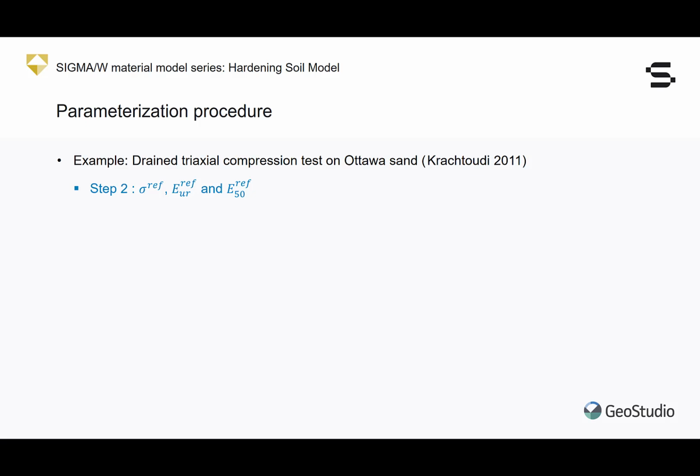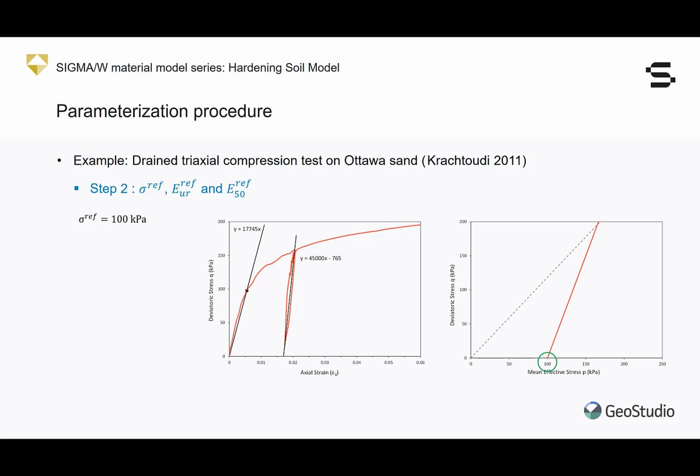At the second step of the procedure, the test with the confining stress of 100 kPa is considered as the reference test. The half-failure deviatoric stress for this reference test is calculated to be 97.6 kilopascals. According to the measured stress strain curve, the axial strain corresponding to this half-failure stress is equal to 0.0055. This means that the half-failure reference stiffness for the soil is 17,745 kilopascals. Again, that is simply the slope of this line.